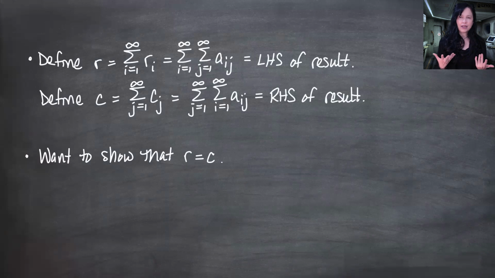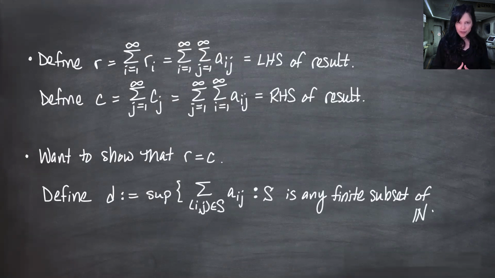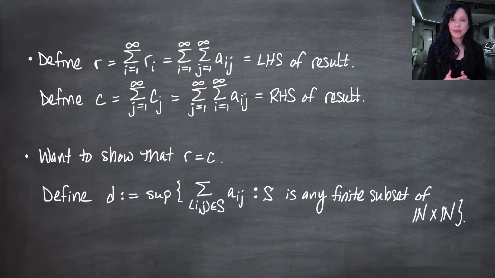I'm going to call this other thing D. I don't know, I'm running out of letters. And I'm going to define it to be the supremum of the sum of the Aij's over ordered pairs i and j taken from a set S, where S is any finite subset of the natural numbers crossed with themselves. So this doesn't have to be just nice, i goes from 1 to n and j goes from 1 to m. It could be just picking any sort of indices out of the natural numbers to sum over for each of those two sums.